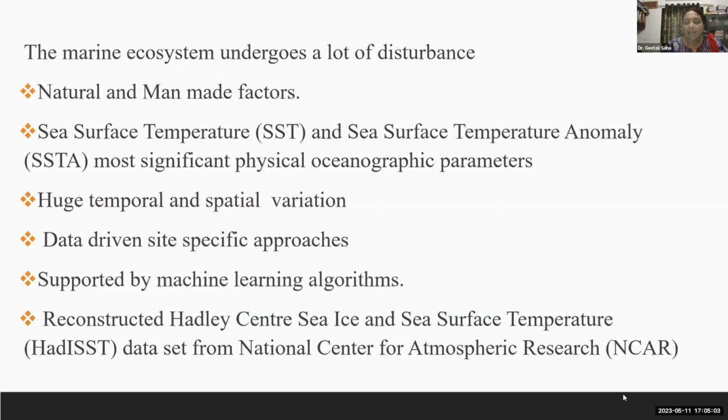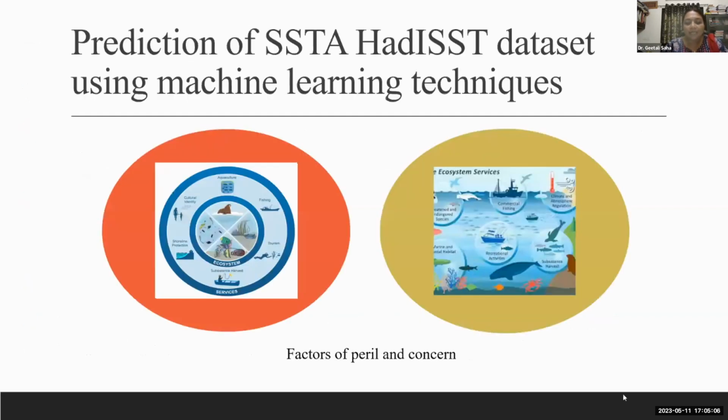In my task, I have collected data from some specific locations which are identified to be major contributors, and with the help of machine learning techniques, to be more precise nonlinear autoregressive techniques, I have tried to predict the value of the SST anomaly. These are basic introductory slides about the significance of SST and SSTA and how it affects our marine ecosystem.